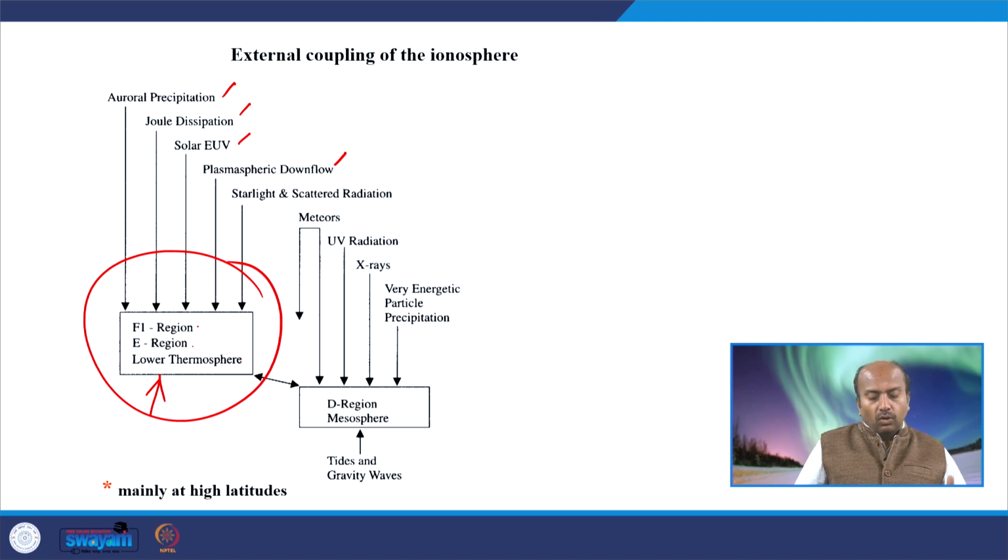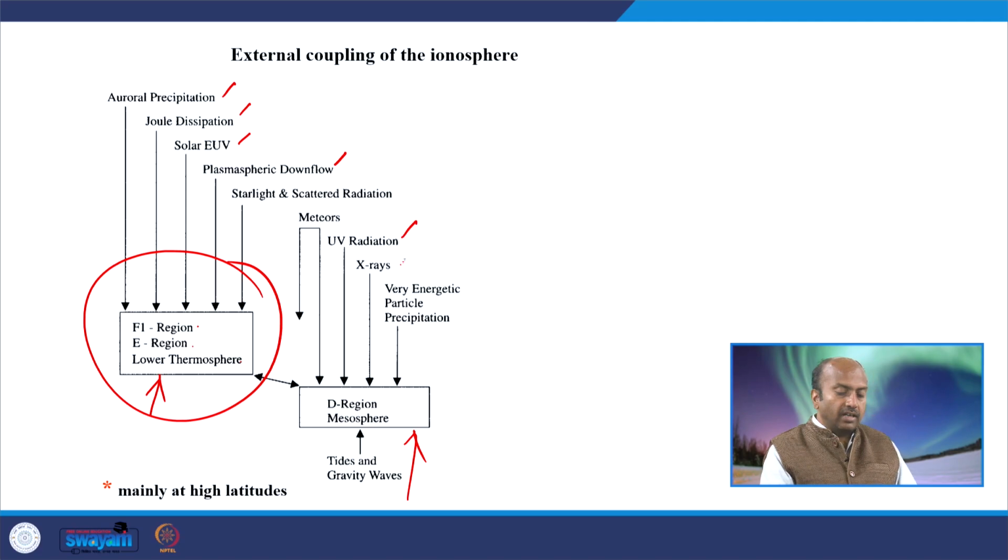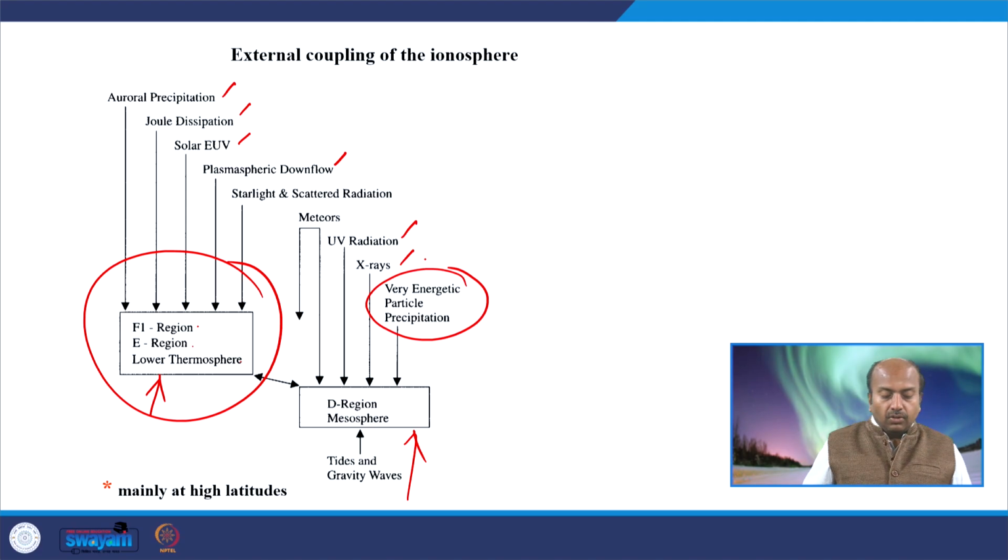Whereas, if you come to the lowermost altitudes of the ionosphere, it is coupled with tides and gravity waves from the surface. And from the top, it is coupled with meteoric ablation, ultraviolet radiation, X radiation, very energetic particle precipitation, etc. So, this region is dense and this region is not so dense, or rare.